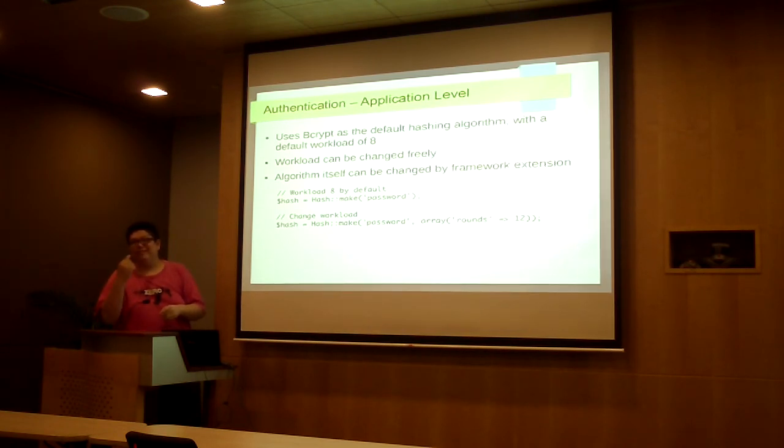The purpose is to intentionally take more time to compute the hash, so that when somebody tries to brute force your password, it will take longer. That's the motivation of bcrypt. The default workload is 8, which you can change easily by just specifying the workload here. Every increase by 1 means you double the number of times, because it's 2 to the power of x.